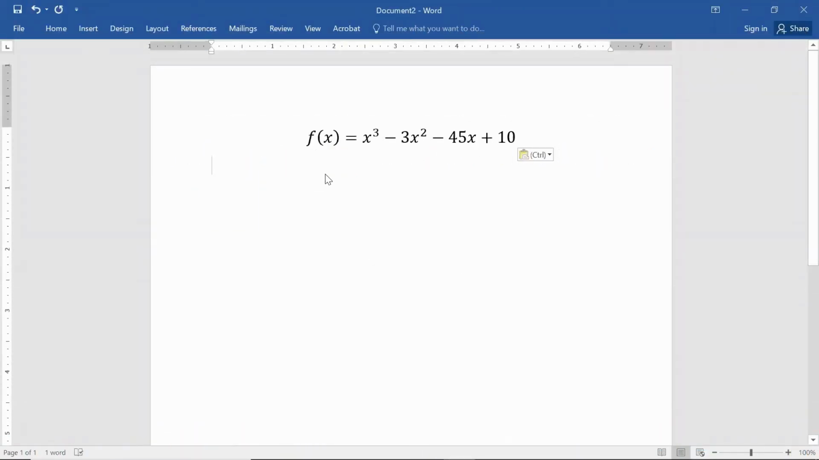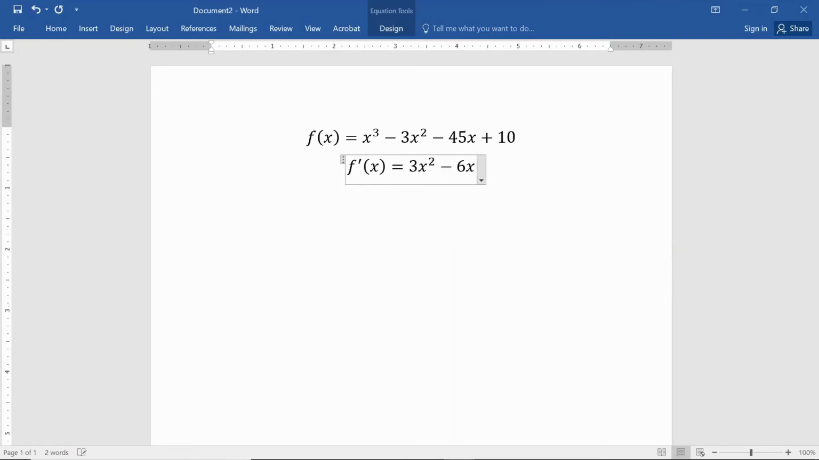Let's do our standard thing. Let's find the first derivative and the second derivative. The first derivative is 3x squared minus 6x minus 45. The second derivative is 6x minus 6.